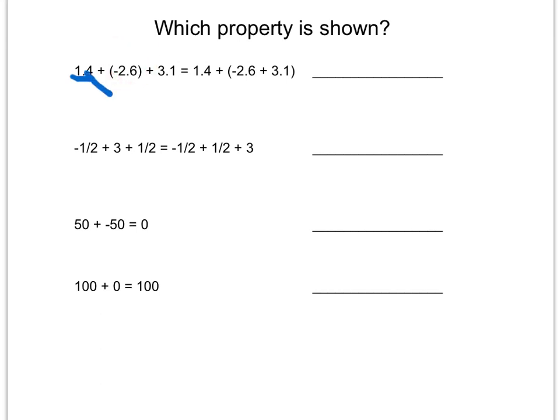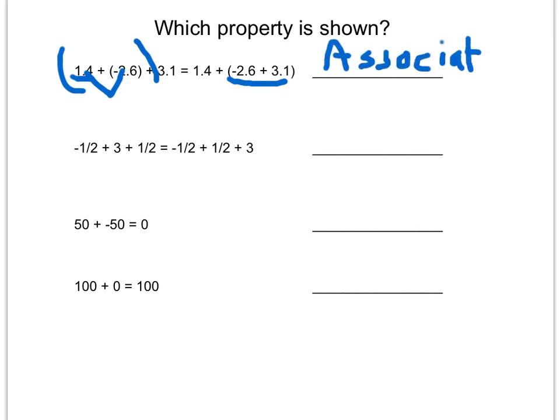So the first thing I would do is add those two first, as if they were in parentheses. Well, this one is saying that instead of adding those two together first, I can add these two together first, and that property was the associative property. It doesn't matter what order I group those numbers in, I can still get the same answer.